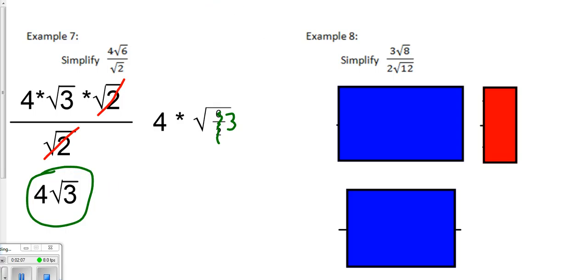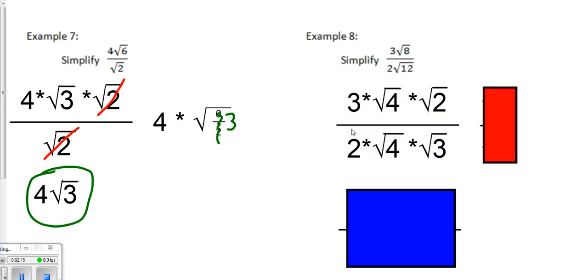So let's look at our next example, example 8. We need to simplify 3 square roots of 8 over 2 square roots of 12. So I'm going to do it similar to the first one that we did, break down the top and the bottom into smaller pieces. Now 8 I broke into 4 and 2, and 12 I broke into 4 and 3. So we have 3 times the square root of 4 times the square root of 2, all over 2 times the square root of 4 times the square root of 3.